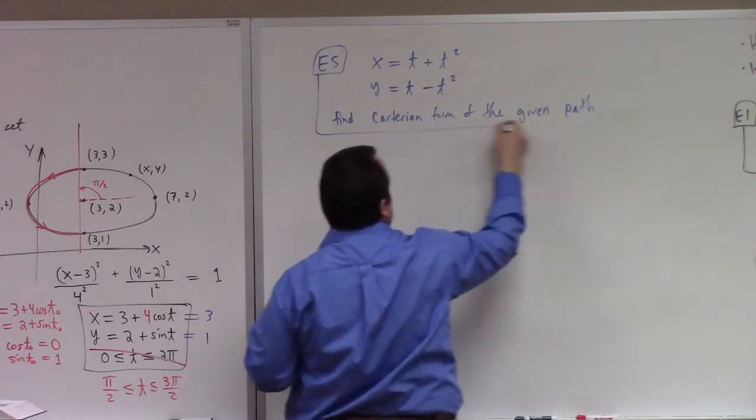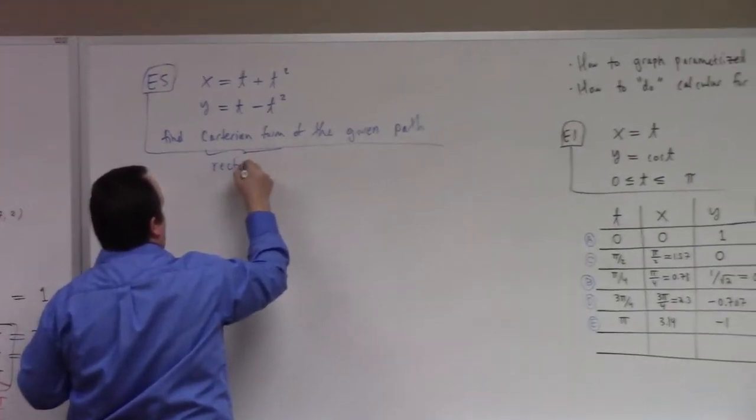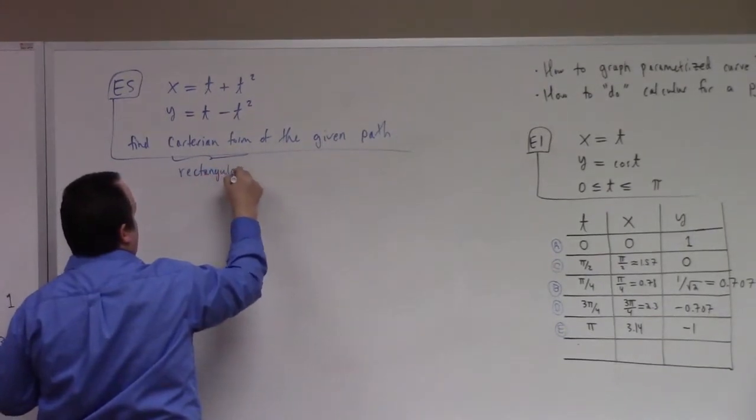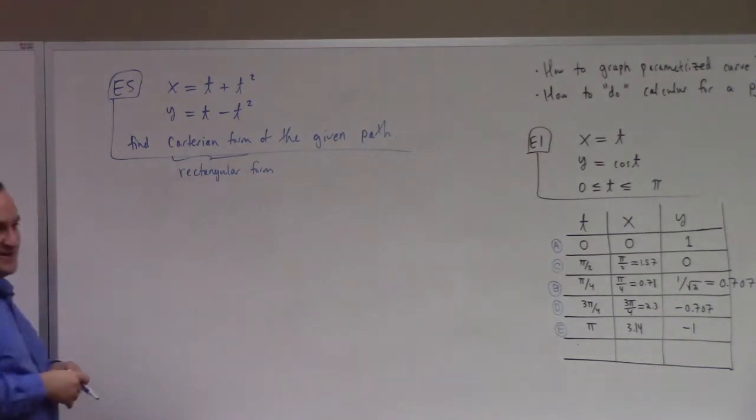Now, here's what your book would say. It would say the rectangular form, or rectangular equation. I object. It's Cartesian. Equations involving x and y are Cartesian equations. If they involve t, then they're parametric equations, all right? t is not sacrosanct. I mean, you could use lambda or theta or something else for t, but I'll try to keep with the t just so you don't go nuts.